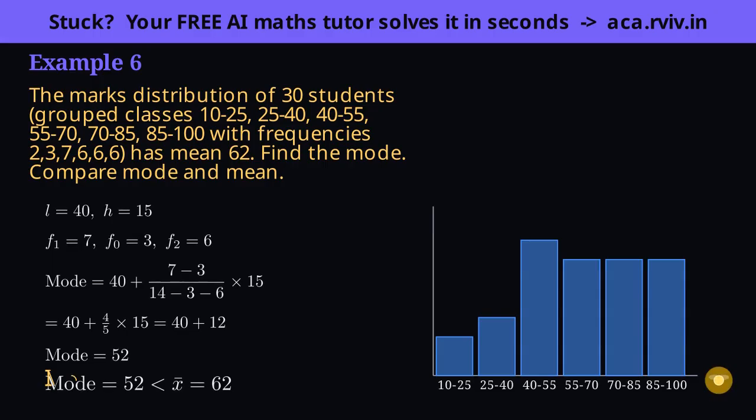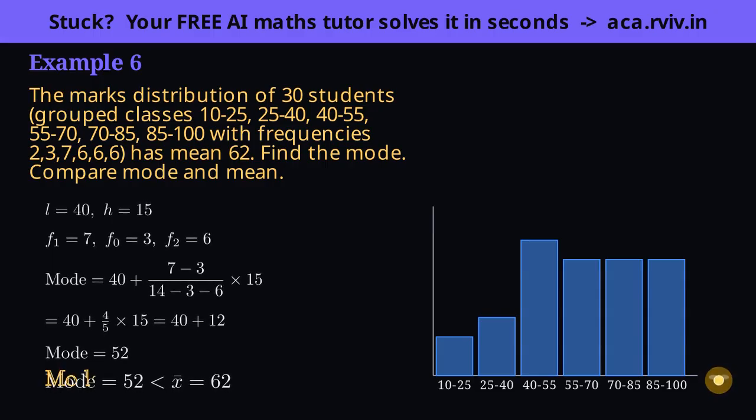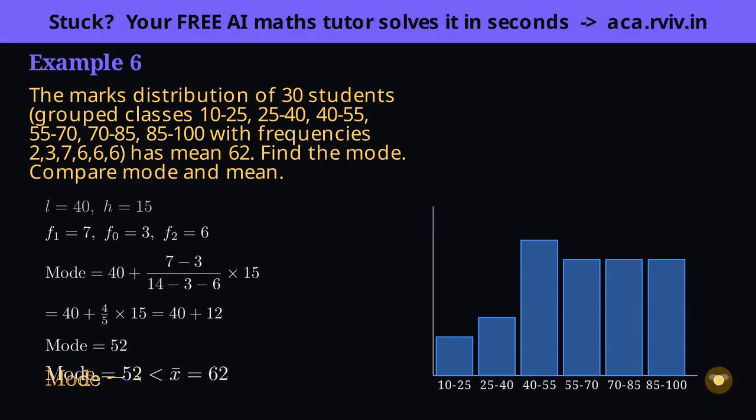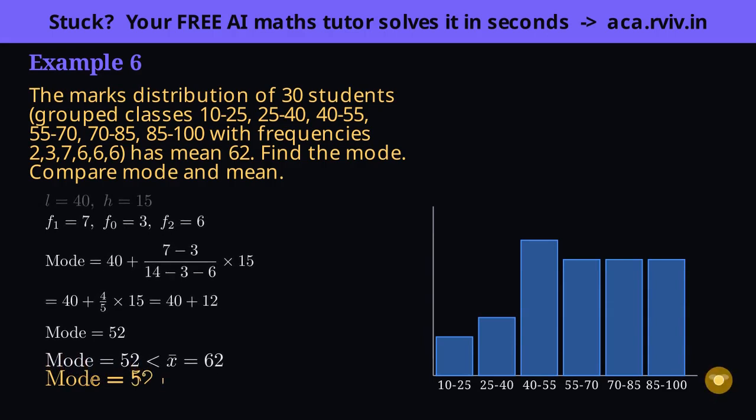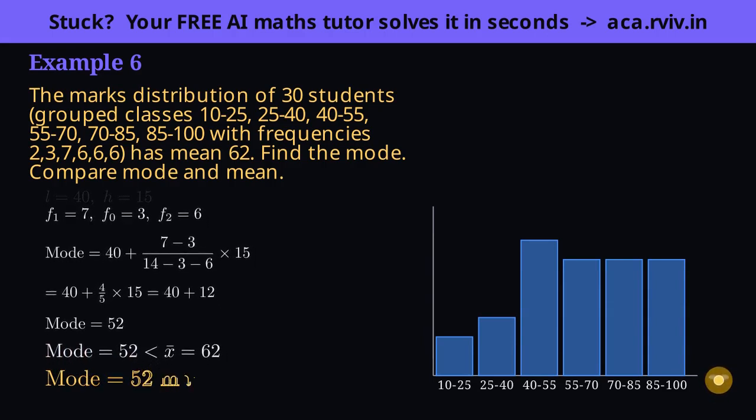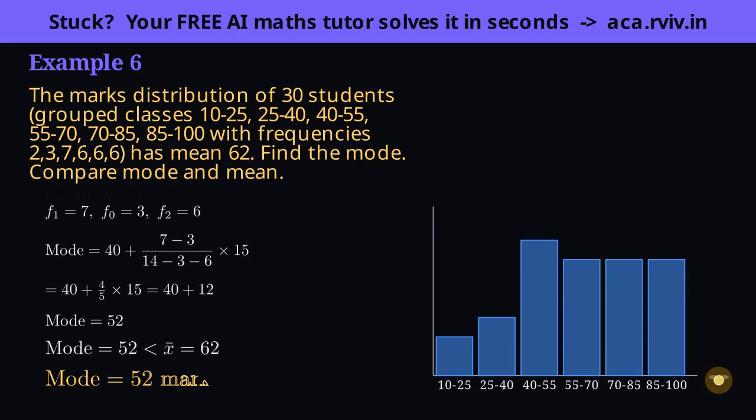So here's the interpretation, and it's the heart of the chapter. The most typical student scored around 52, but the mean is dragged up to 62 by the heavier high-mark classes. Mode tells you the typical value, mean tells you the balancing point. When they differ like this, the distribution is skewed, and that gap is exactly what the empirical relation measures.